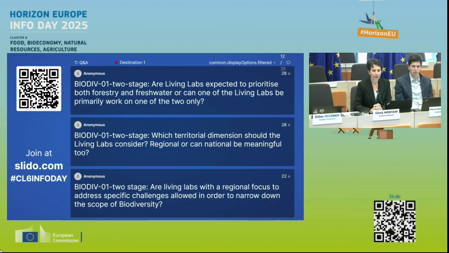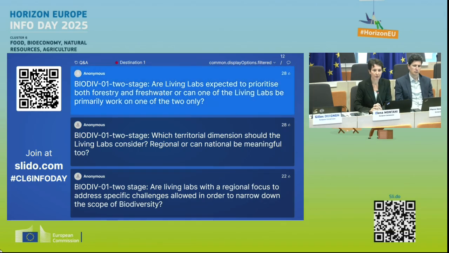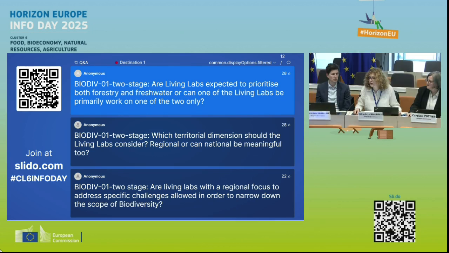Now on the 2-stage, are living labs expected to prioritize both forestry and freshwater, or can one of the living labs primarily work on one of the 2 only? So we expect living labs to combine research on forest and freshwater ecosystems. So this is an important aspect of the topic, and this is what we want to see reflected.